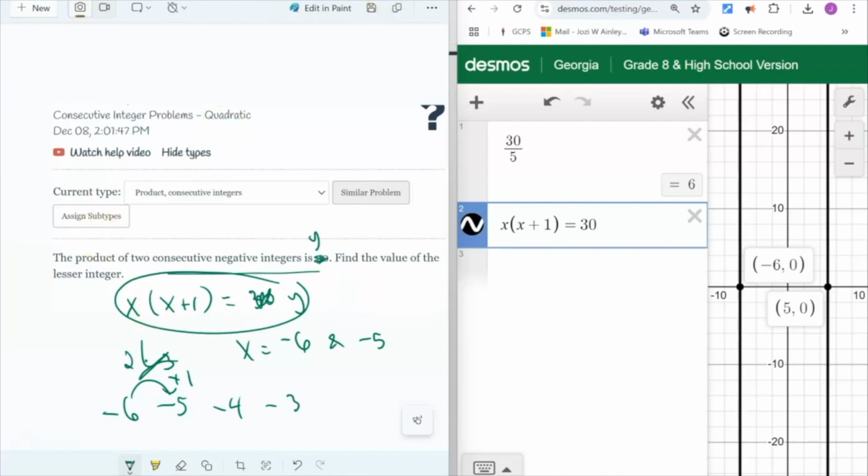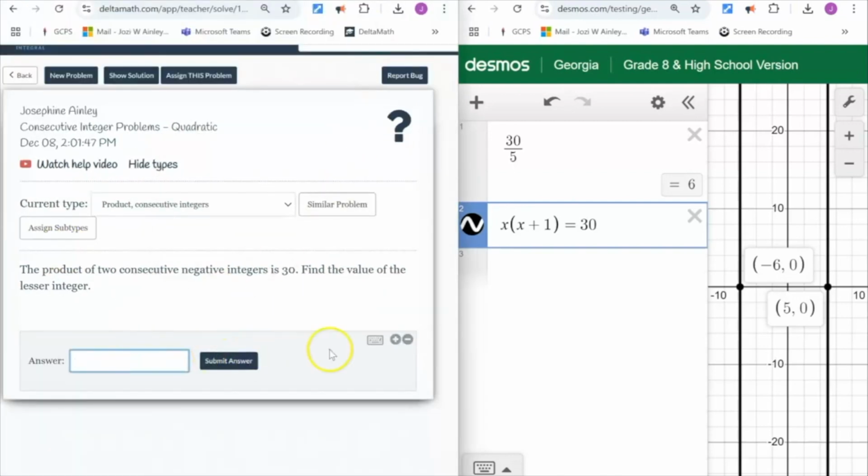Let's take a look at another one. So this was, I think you add, so and then read the question. Find the value of the lesser integer. So -6 comes first. So it's -6.